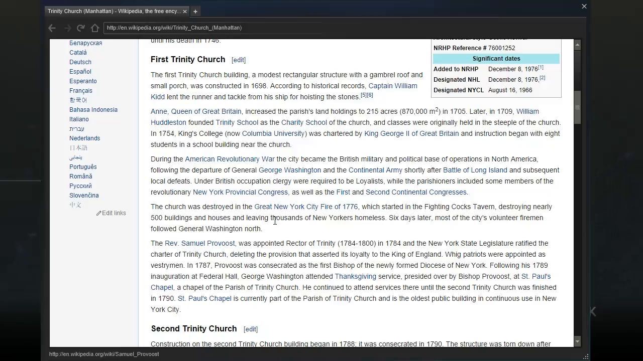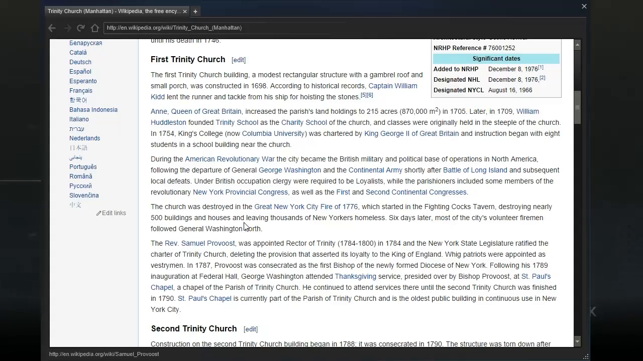Wait, what? So there was a fire, and then 6 days after the fire, most of the city's volunteer firemen followed General Washington north? Why? Because they didn't like the British?